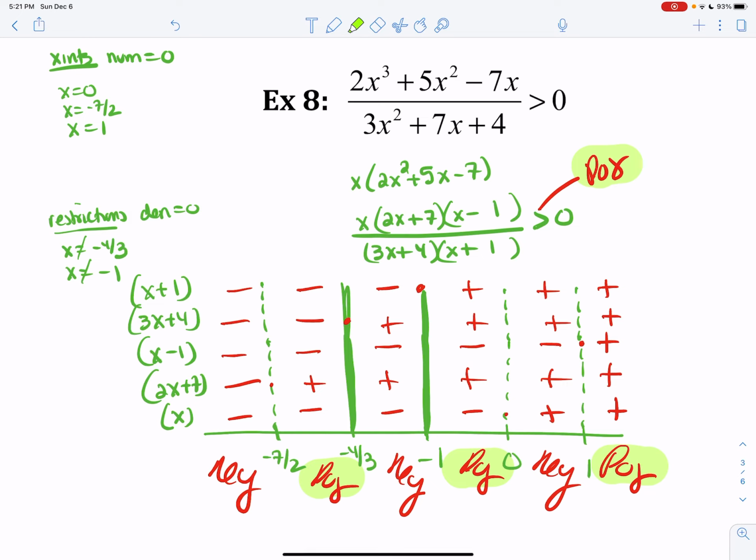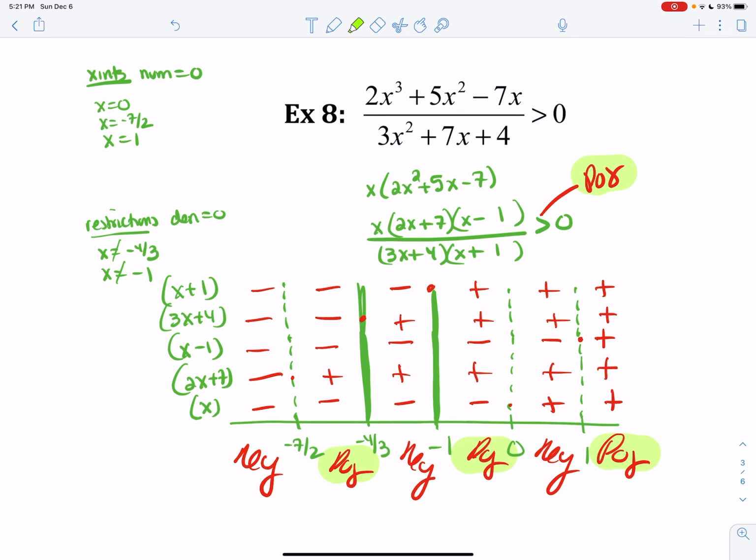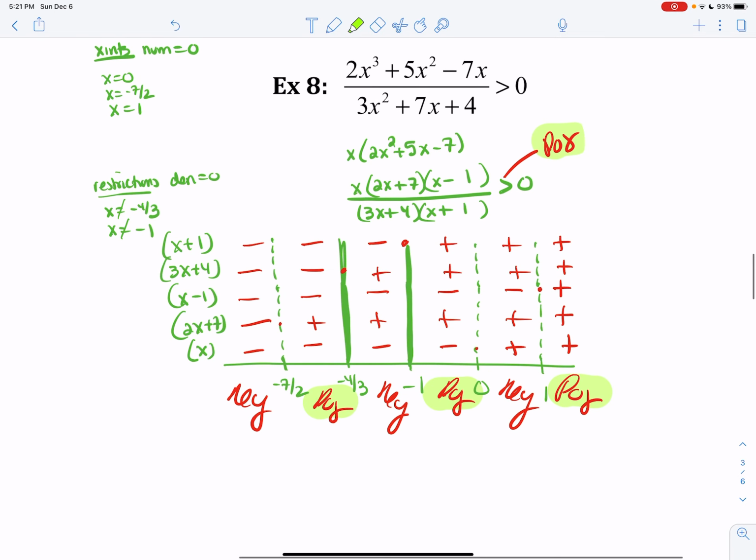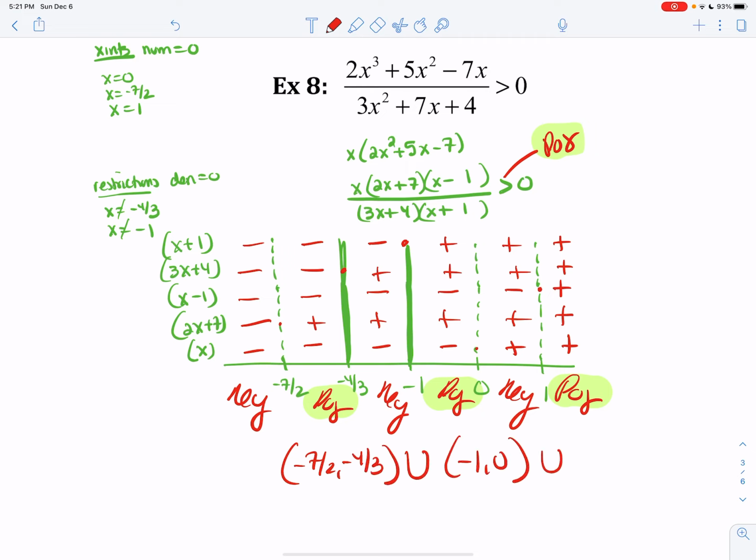It is not equal to 0, so we do not want to include x-intercepts, and we never include our restrictions. So we only need to include those positive intervals. So our final answer is going to be negative 7/2 to negative 4/3 in union with negative 1 to 0 in union with 1 off to infinity.